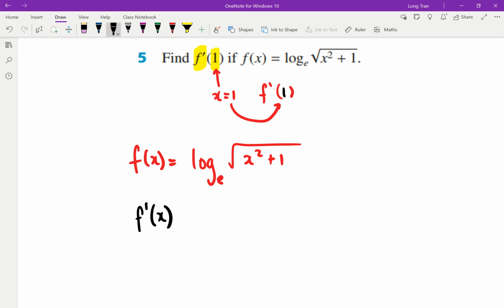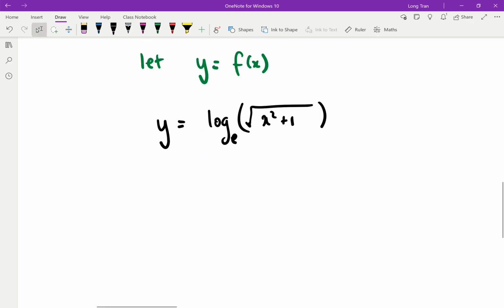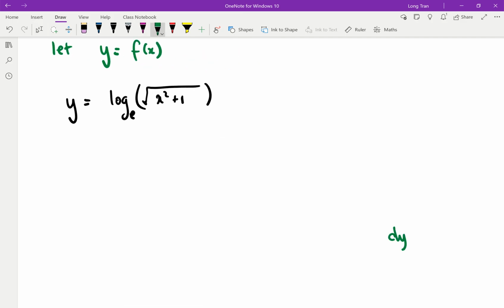When I do this in my mind, I like to explain it this way. I would start off by saying, let y equal f of x, so that you're more familiar with the chain rule that I'm using. Now y is equal to log e of the square root of x squared plus 1. We're trying to find dy/dx, but using chain rule, I can do it with dy/du, introducing a third variable, times du/dx.